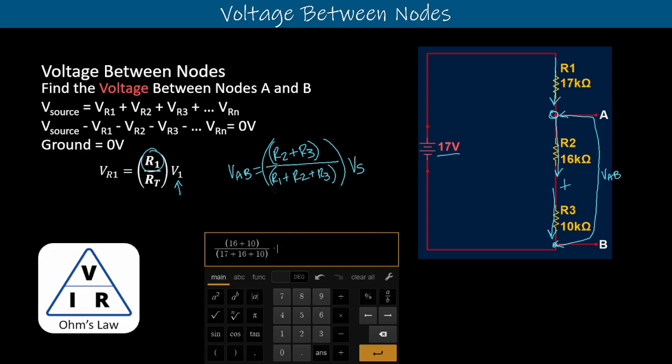So now we're going to multiply by our voltage source of 17 volts, and we're going to get the actual voltage that that represents out of that 17. So VAB is equal to 10.27. We can round that up to 10.3 volts. So that is the voltage that we expect when we measure across here. 10.3 volts should be seen on a multimeter if we were to do that.